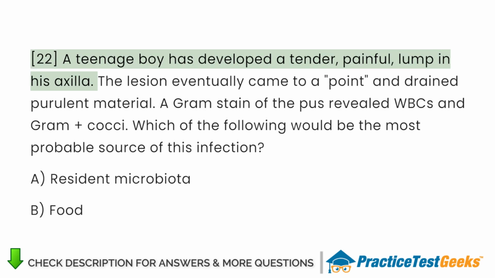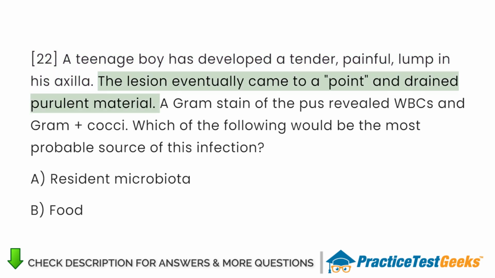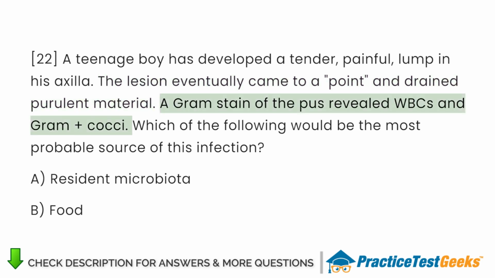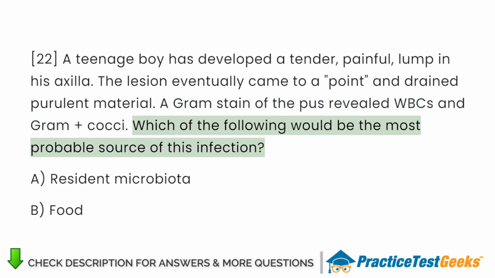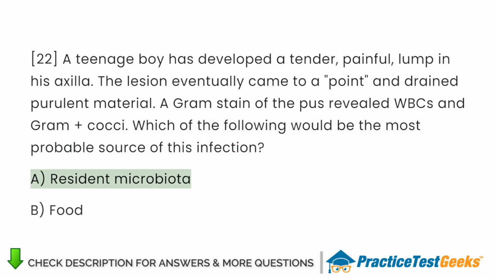A teenage boy has developed a tender, painful lump in his axilla. The lesion eventually came to a point and drained purulent material. A Gram stain of the pus revealed WBCs and gram-positive cocci. Which of the following would be the most probable source of this infection? A. Resident microbiota. B. Food.